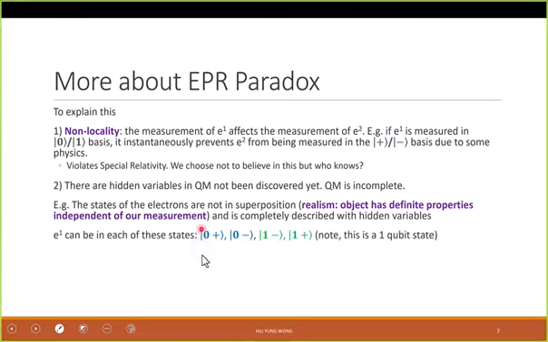Look at this. Instead of 0 and 1, or a superposition of 0 and 1, electron 1 is definitely in 0 plus a hidden variable, which is plus, or 0 plus a hidden variable, which is minus. Okay, it's in one of these states. This is a 1 qubit state. I'm not talking about 2 qubit. One has 0 and one has plus.